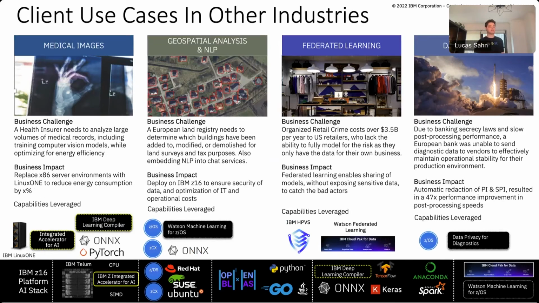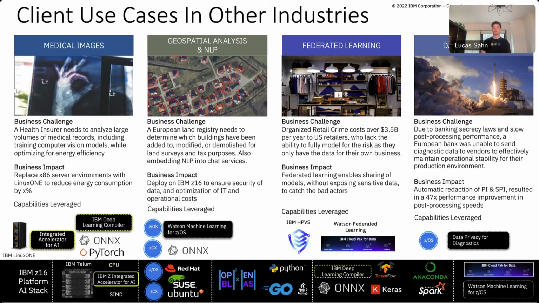In some other industries as well, let's focus in on this medical imagery case. A health insurer needs to analyze large volumes of medical records, including training computer vision models, while optimizing for energy efficiency. If you've ever tried to train a computer vision model on your laptop, you knew that you had to have like 6 fans pointing at your laptop and stick it in the freezer because it is insanely energy intensive and your laptop might have felt like it was going to blow up. So what we did was we replaced their x86 server environment with a Linux One machine that reduced their energy consumption by a large percentage.